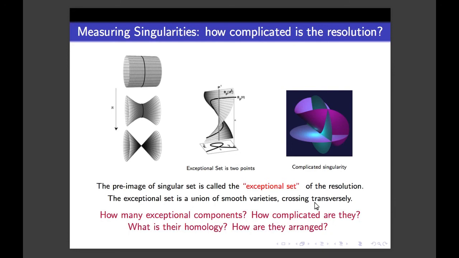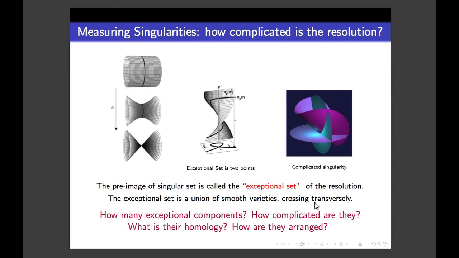Yes. Yep. In whatever sense you mean by measure, yes. It's a lower dimensional variety. It's a good question. It does.